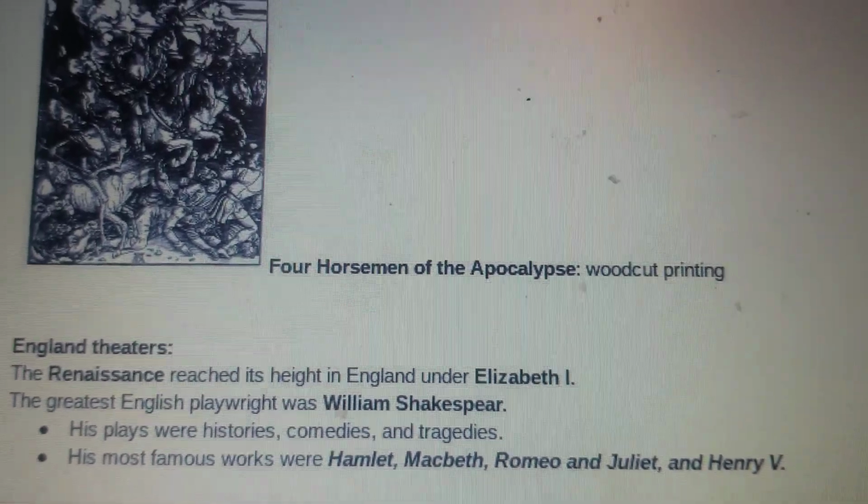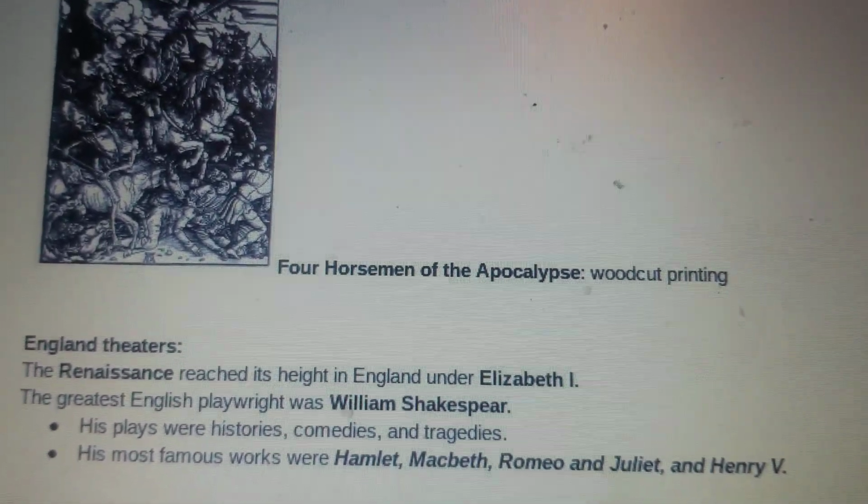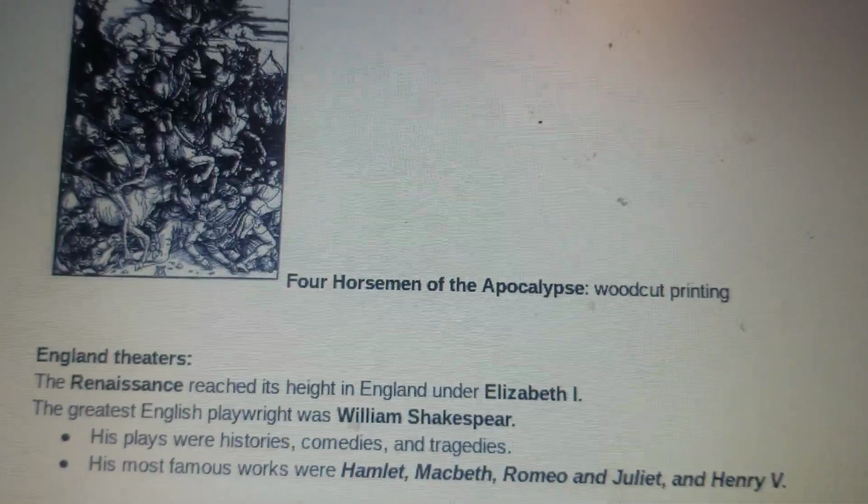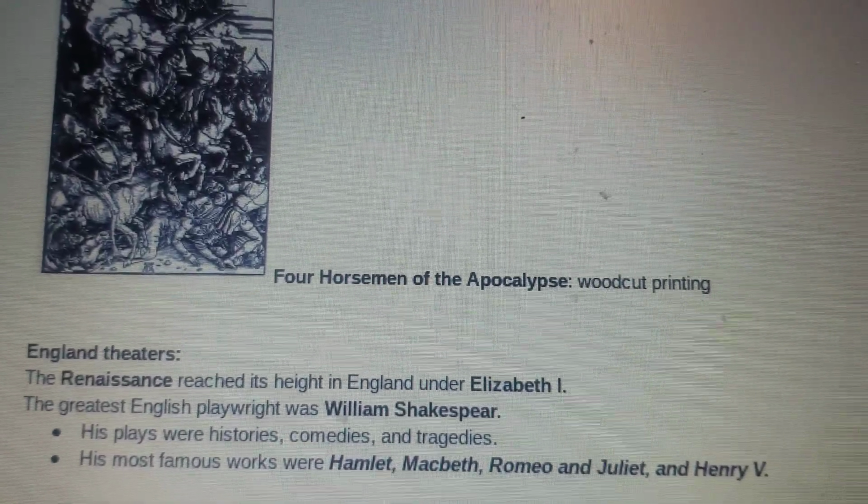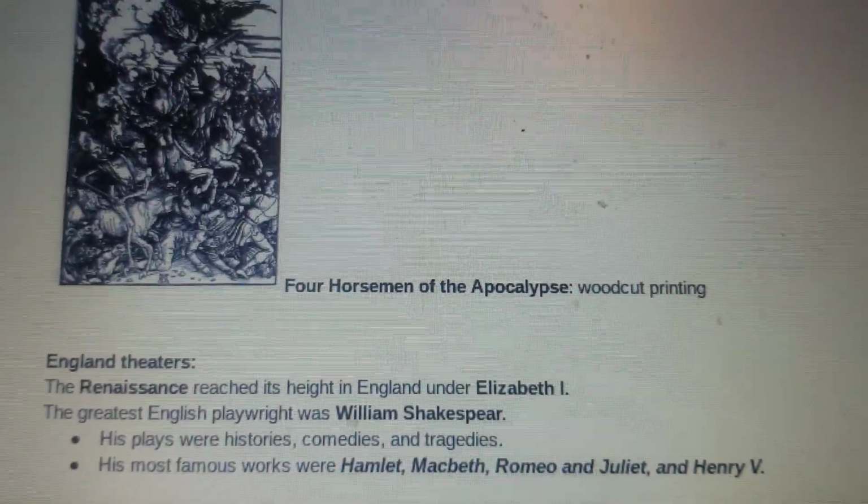It's important to know that men played both the men's parts and the women's parts during the Renaissance. Women were not actresses, which is a fun fact.